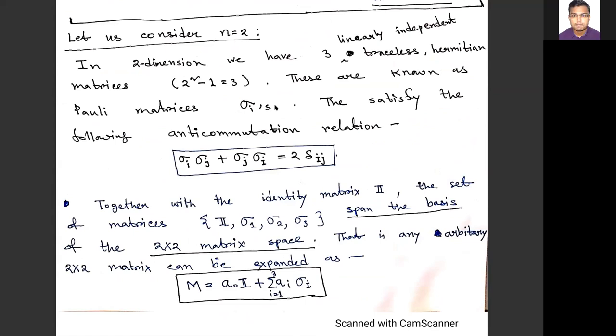But that doesn't say that we cannot find a 4th matrix, which is also traceless Hermitian, right? We have 3 linearly independent matrices for sure, which are sigma 1, sigma 2, and sigma 3.